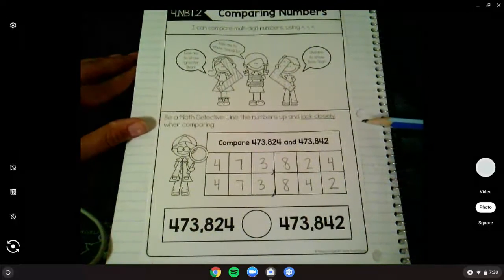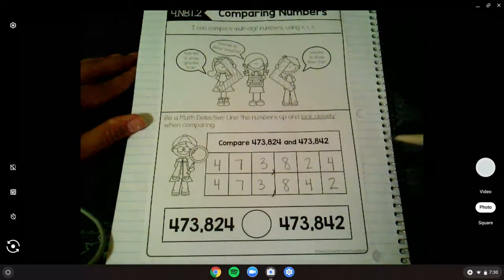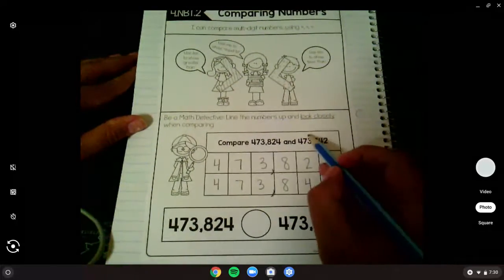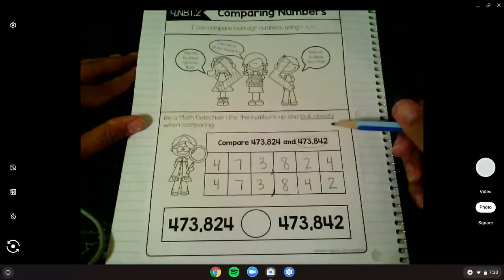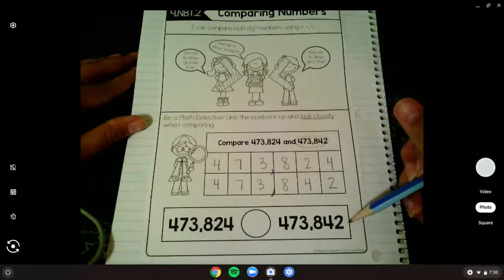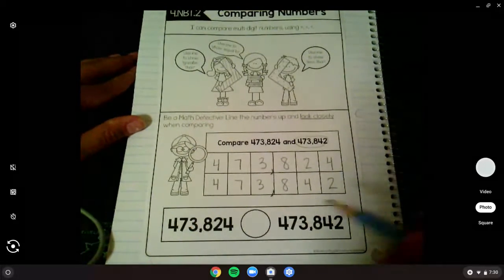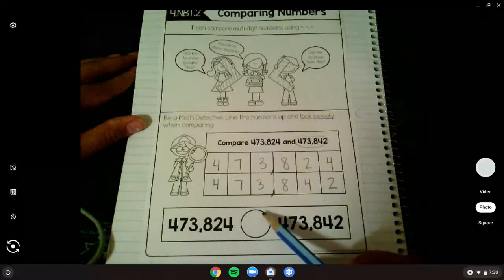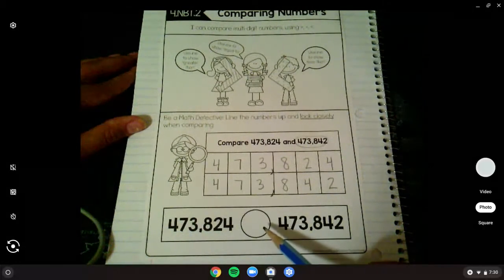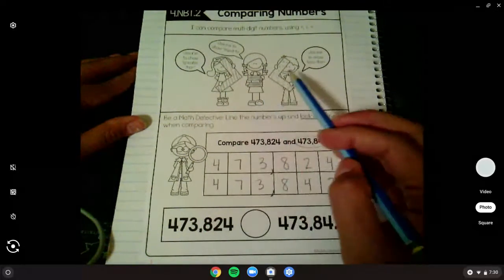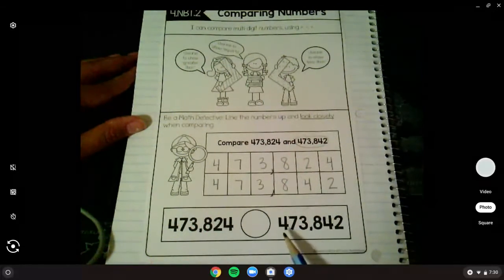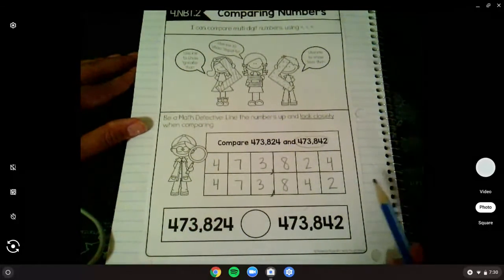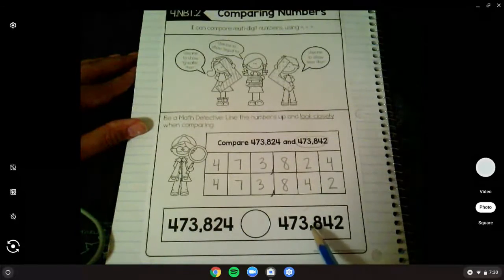So the hungry alligator wants to eat the number that is greater. So I know that my second number was my greater one. Now I have my problem written sideways like this. My first number, 473,824, a big circle to put what's called my inequality, those signs. And then my second number, 473,842.